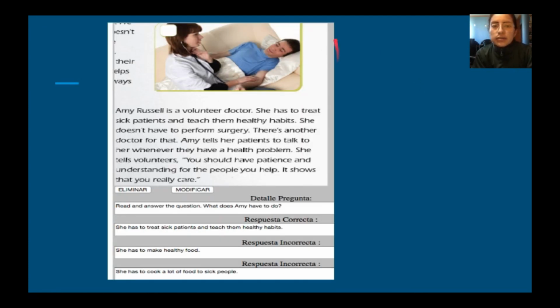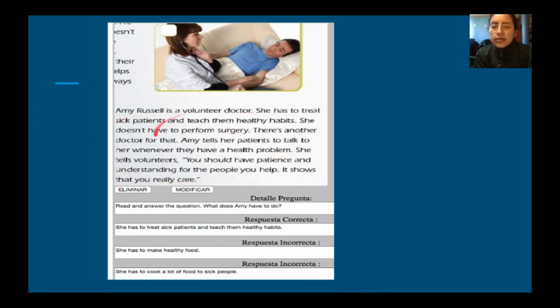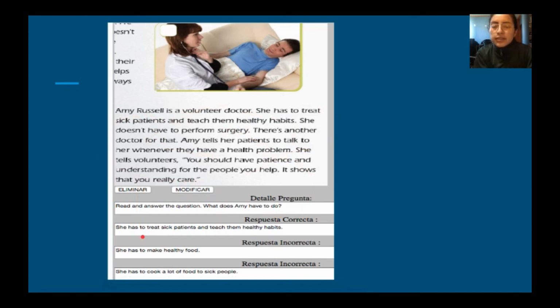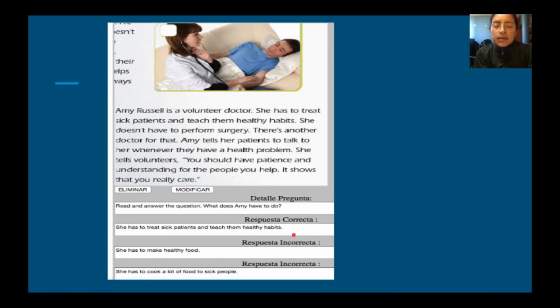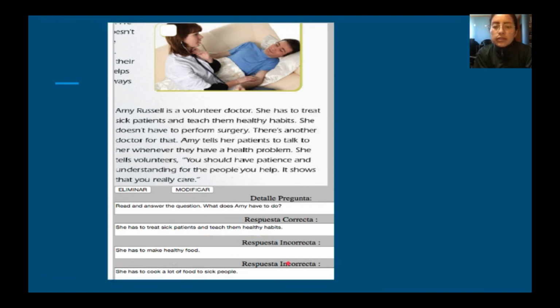And this, you have to practice reading. Please read the paragraph about Amy. Now, read and answer the question. What does Amy have to do? In this case, the reading says she has to treat sick people, tratar a las personas enfermas, sick patients, pacientes enfermos, and teach them healthy habits, enseñarles hábitos saludables. Very good. She has to make healthy food? No. She has to cook a lot of food for sick people? No.